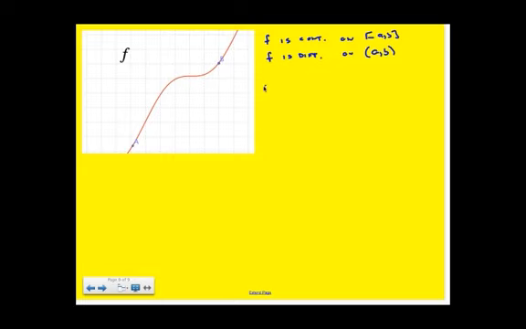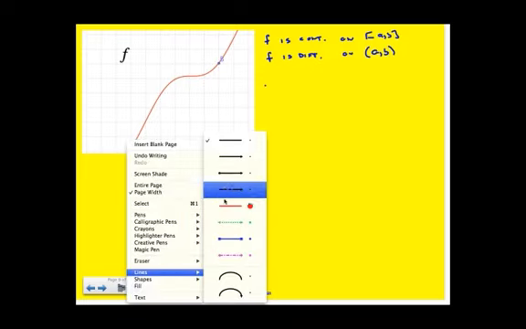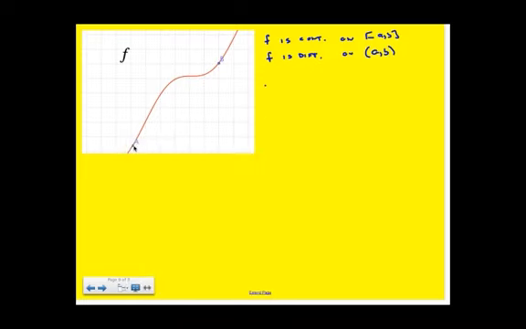Okay, so first of all, I'm going to go ahead and draw the secant line that connects point A and point B. Okay, so there we go. I'll even go through point A and point B, so it's not a line segment, it's actually a line. And I'm going to call that function g.